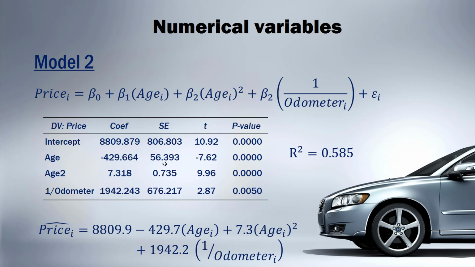Now the big problem with this particular regression as we've run it is that it really is difficult to interpret the coefficients here. How do you interpret, for example, this 1942 coefficient of 1 on odometer? So that means if 1 on odometer goes up by 1 unit, the expected price will go up by $1,942. But what does that really even mean? So it's actually quite difficult. The same could be said for the age variable as well.